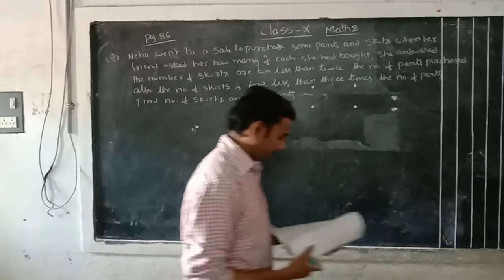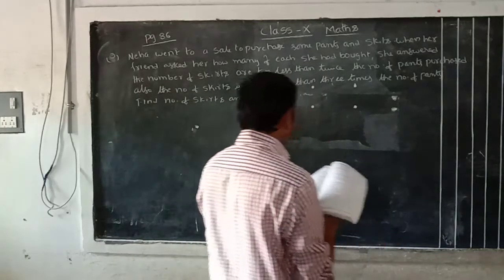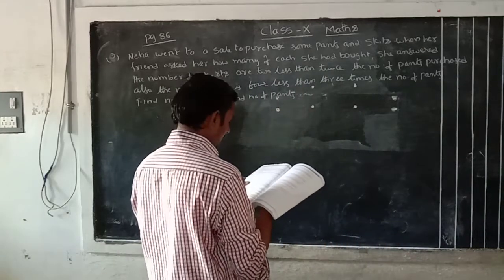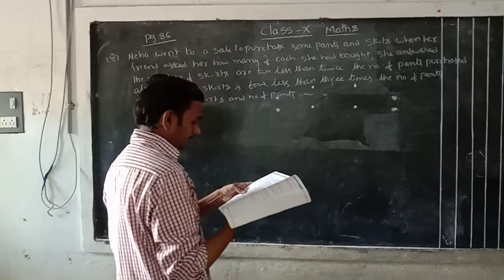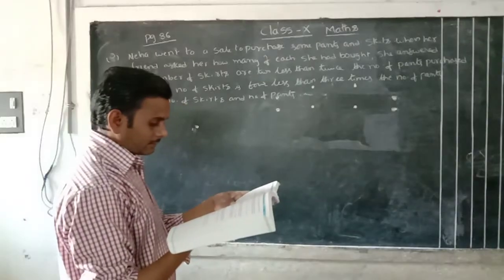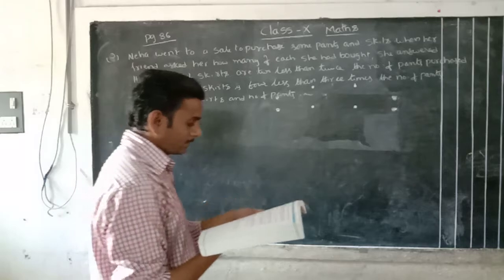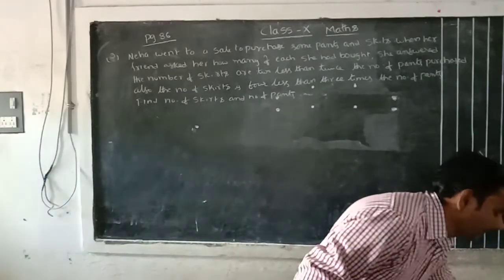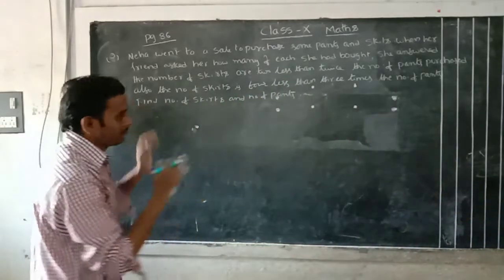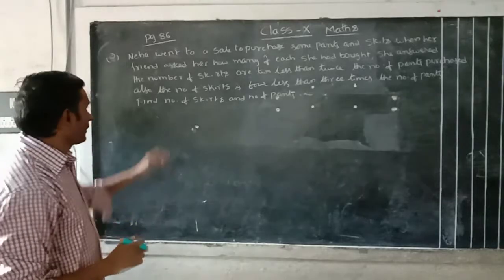Okay, this is the question. The number of skirts is 2 less than twice the number of pants. The number of skirts is 4 less than 3 times the number of pants purchased. Find the number of each. The question seems very big, but it is a very easy sum. Okay, what is the question?